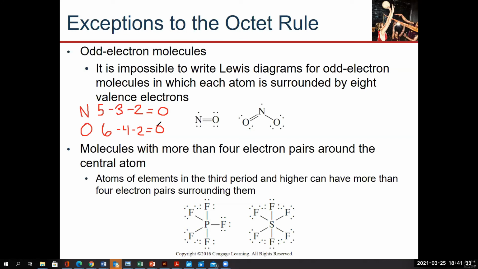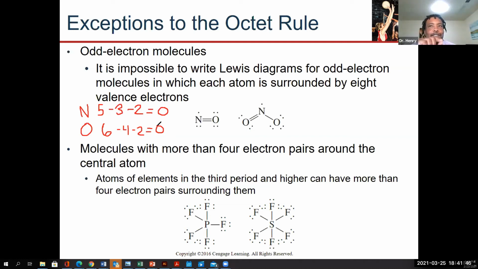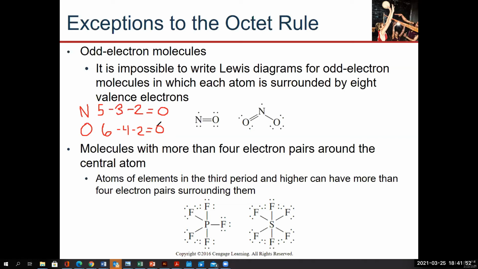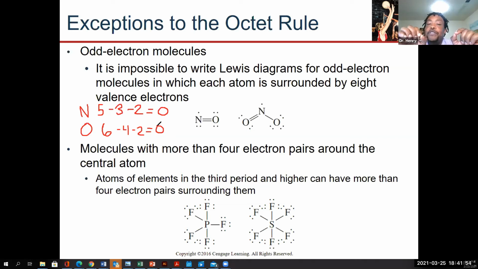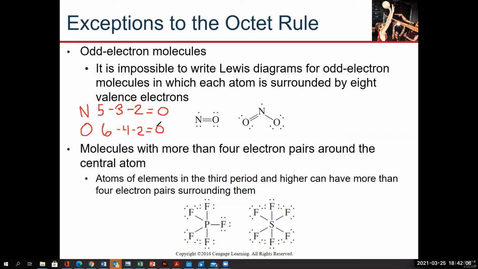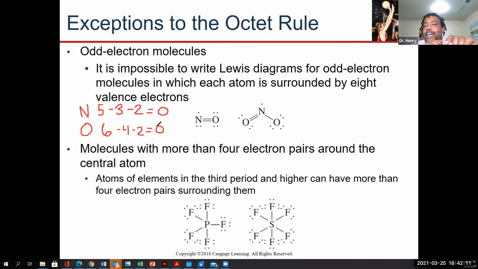Dr. Henry, earlier you had mentioned that only anything past the 3D doesn't have to obey the octet, but this group is group 2, so wouldn't they have to obey? So I said most of the time. There are exceptions. Remember what I said: the ones that are above 3D can have more than 8 around. The ones that are below the 3D can't be more than 8. I caught myself earlier, so I tried to make that correction.